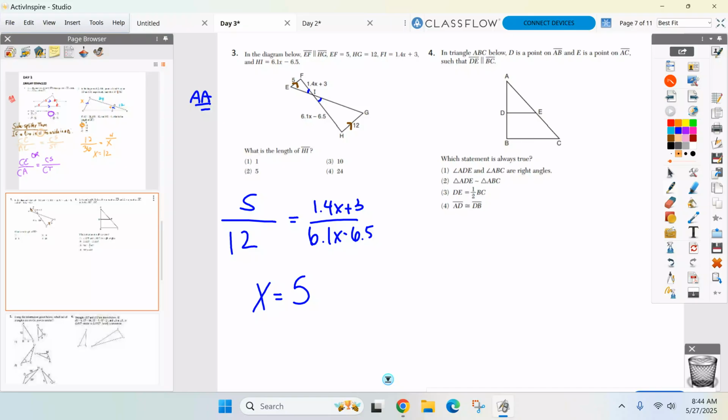Keating already gave it away here, but notice how x is an answer, or 5 is an answer. Yeah, pick me, right? Fall in the trap like usual, because whoever makes up the Regents knows you got to solve it. So why not put the answer there? But we're looking for HI. So go back and plug it back in for HI. And go ahead, Keating. Now you can shine. 24. Yep.